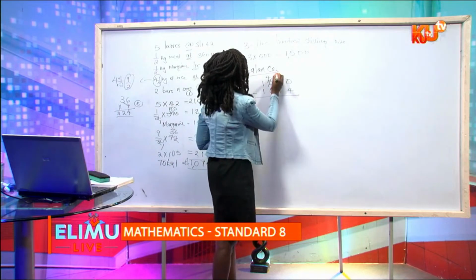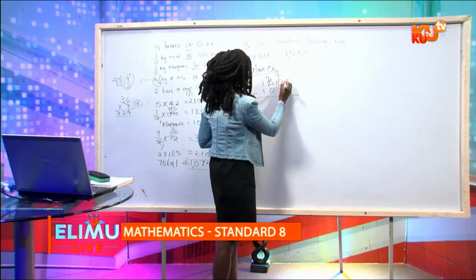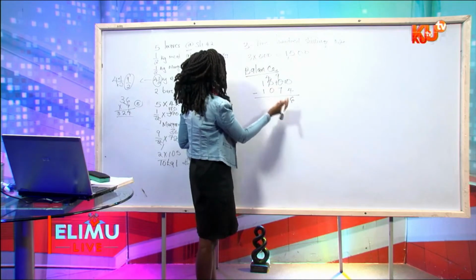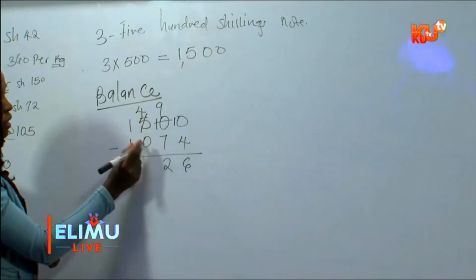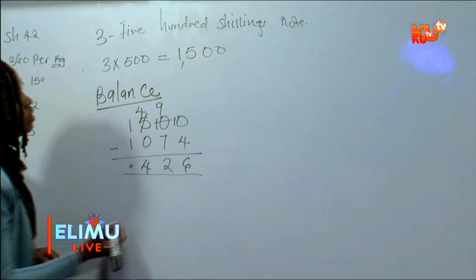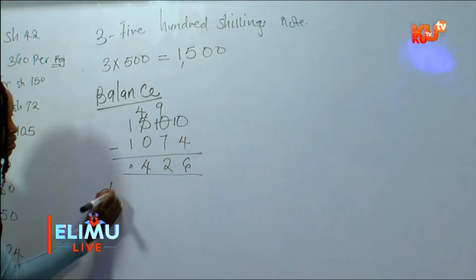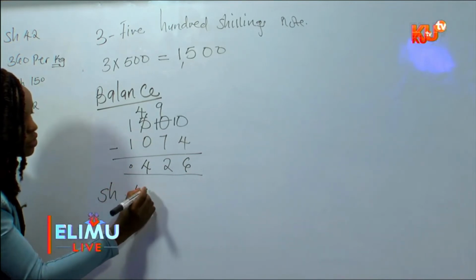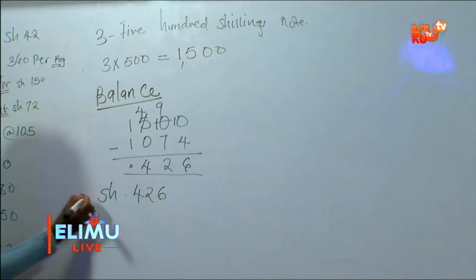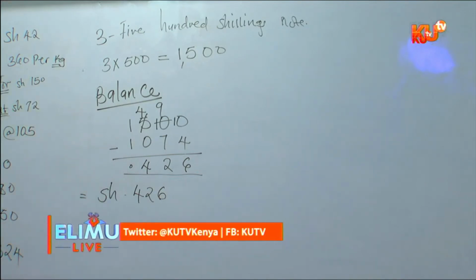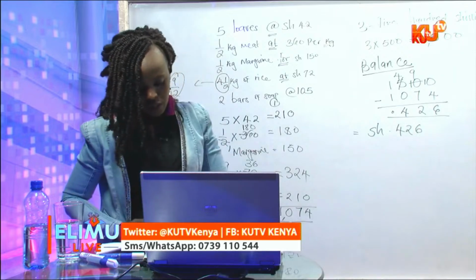I borrow again, remain with 9. 10 minus 4 is 6. Then 9 minus 7, I get 2. 4 minus 0 is 4. 1 minus 1 is 0. So my balance is going to be 426 shillings. So the balance was 426 shillings, and that was the answer for that question.